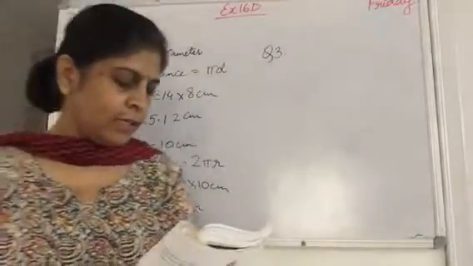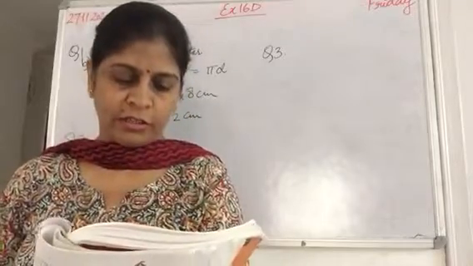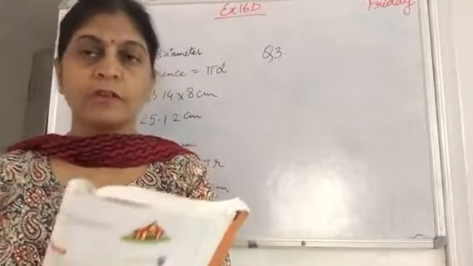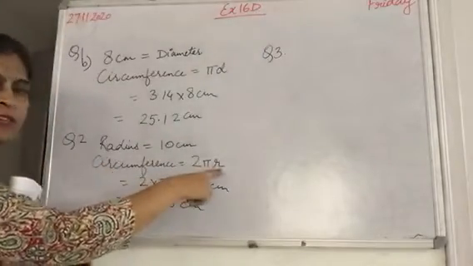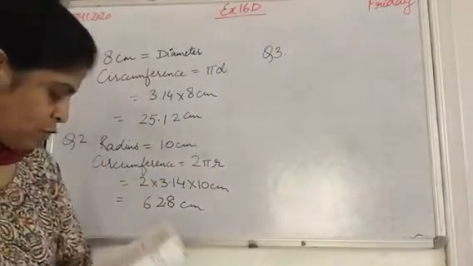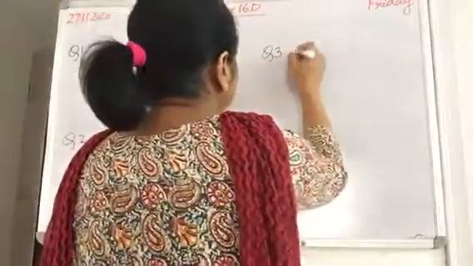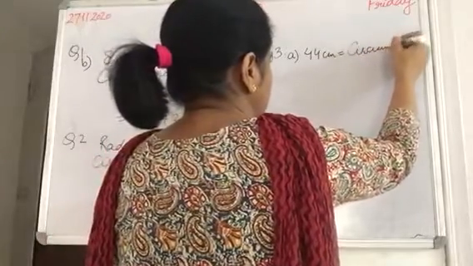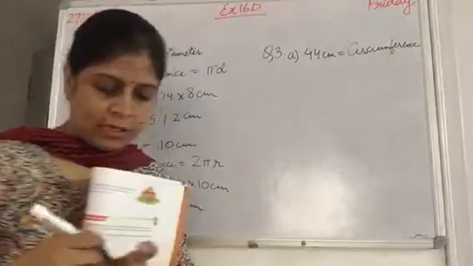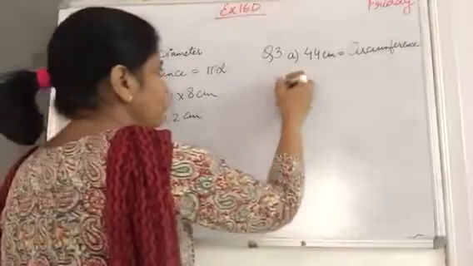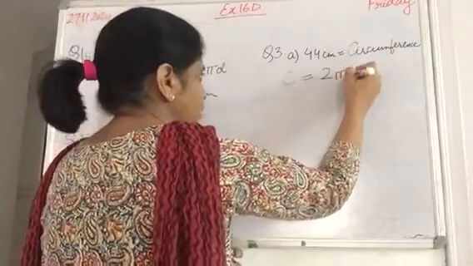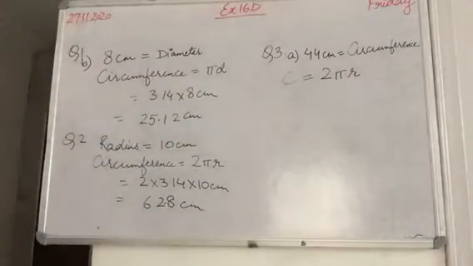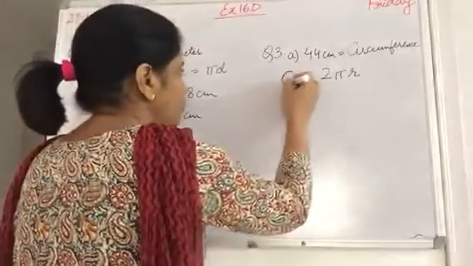Now third part says that find the radius of a circle with the following circumference. Now circumference is given to you, radius you have to calculate in this. Now I will do the first part of it, that is 44 centimeter. This is circumference. Yes, circumference is 44. So all of you know that formula is 2 pi r. Now we apply the different formula for that. Now formula says C equal to 2 pi r.